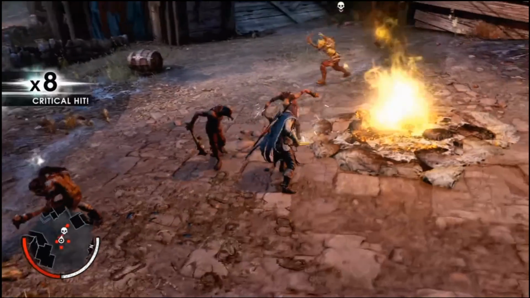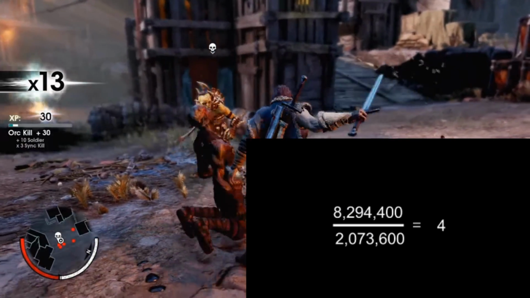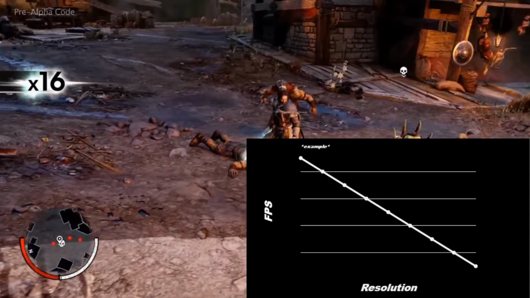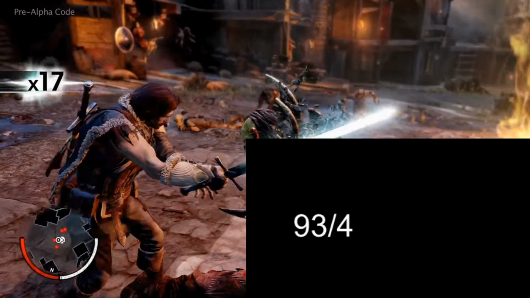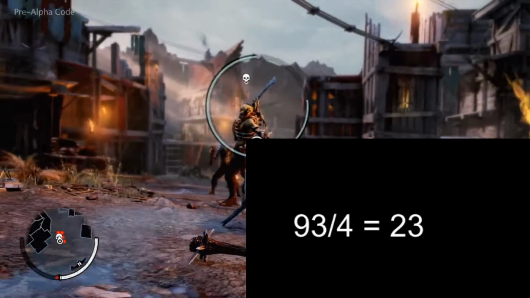So let's say we know that the GTX 1060 will push 93 frames per second in Middle-earth: Shadow of Mordor at 1080p. But I don't have the card to test it, and I can't find any benchmarks online. So what I do is I compare the number of pixels between the two resolutions and use that factor to determine the FPS. Since a 4K image has 4 times the pixels of a 1080p image, and FPS has an inverse relationship to resolution, then at 4K the 1060 should be able to put out a quarter of the FPS as it does in 1080p, which is about 23.